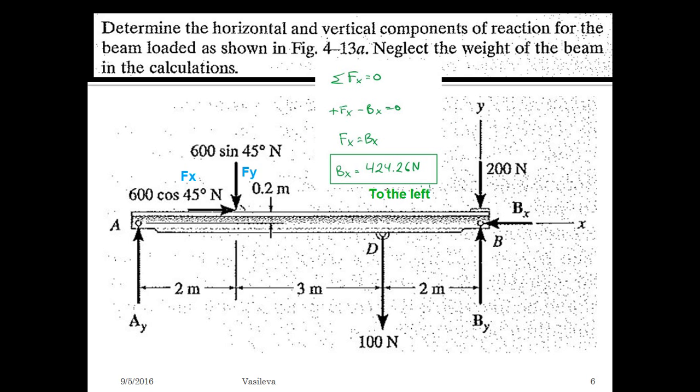From there, I do the summation of all the x components in order to find Bx, because we only have Fx, and we know what Fx is, and we have Bx. Those are the only x components. So I have positive Fx because it's pointing to the right, minus Bx because it's pointing to the left, equals 0. So in the end, Bx equals 424.26 newtons to the left. Because I got my answer to be positive, it means that the way I drew my force to begin with is the correct direction. Let's say I ended up with a negative 424. It means that the way I drew my force is not the correct direction. It should actually be the other way. But because we got positive, it's the exact same way that we drew it.